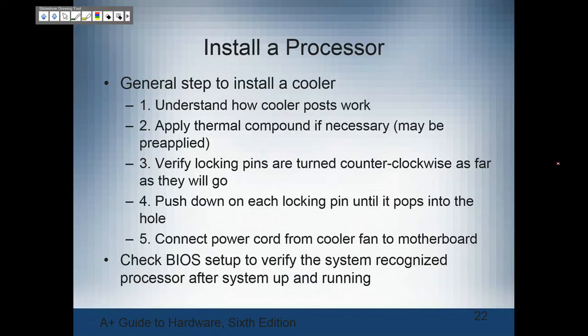The thermal compound is a thin layer put on this thing and maybe pre-applied. But if it's not, what it does is help with the heat transfer to the cooler. So the thermal compound helps with the heat transfer so that we don't overheat these things.